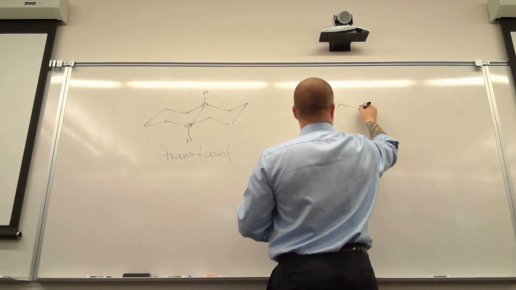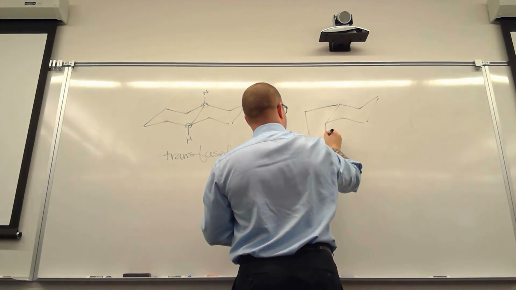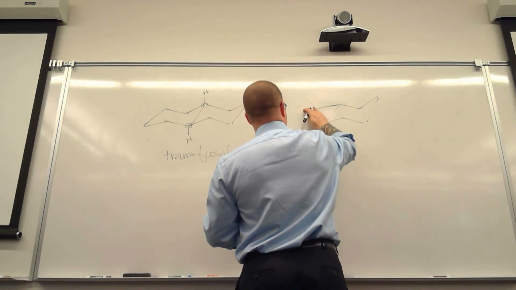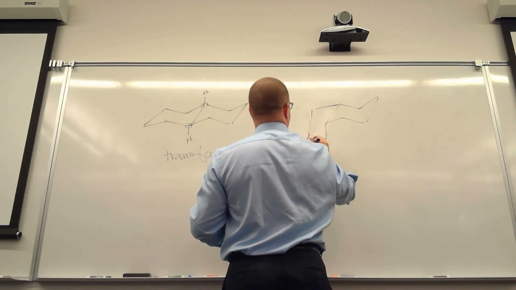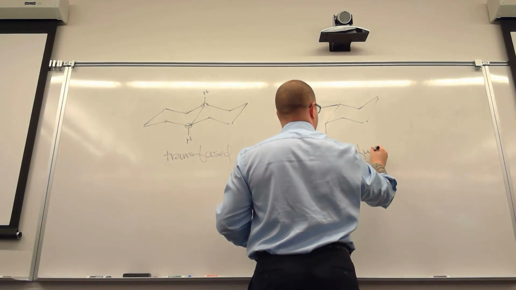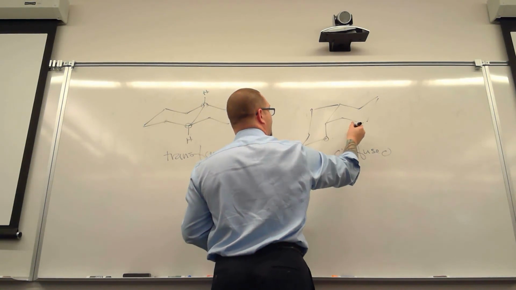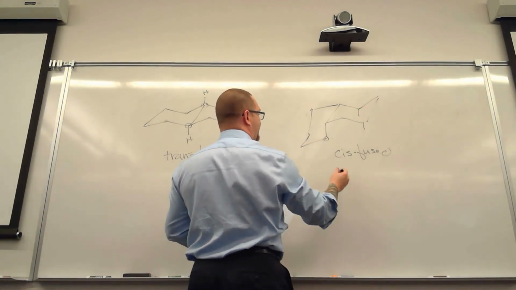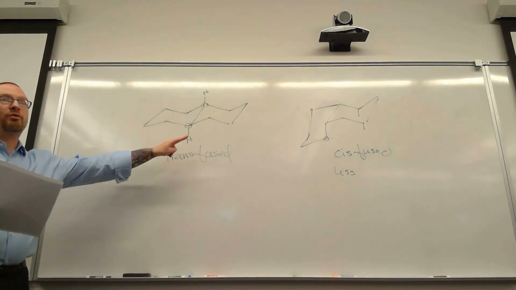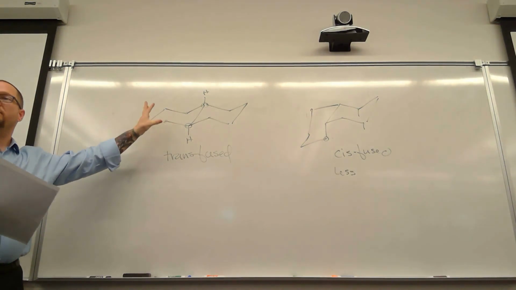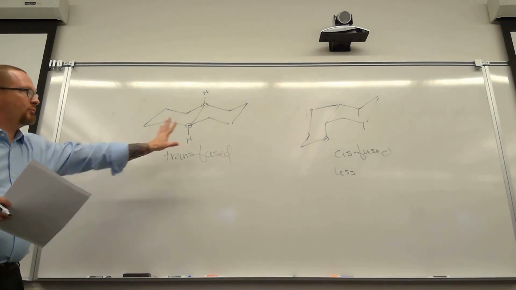Or, not my best moment in drawing. Okay, this is a cis fused. The bulky group is now axial, and one's equatorial. This can have diaxial interactions here and here. Therefore, this is going to be less stable, but they can be fused in both of these ways biologically. So there's a lot of three-dimensional texture to these multi-cyclic systems that's not evident when you just see them flat.